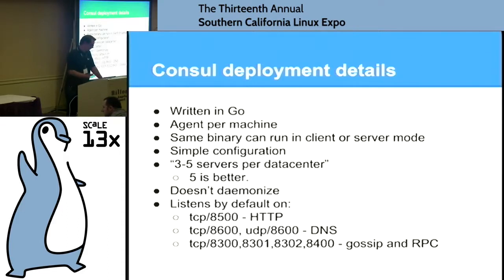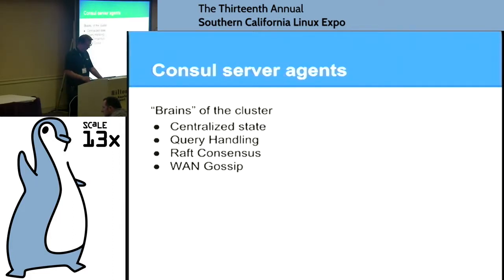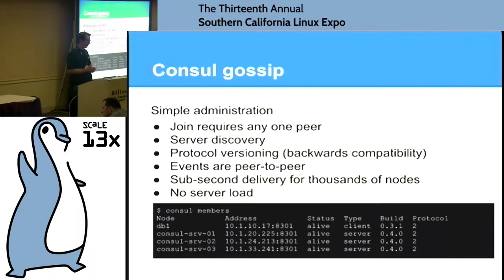And then it listens by default on several ports. The most important for our purposes being the client listening ports that you'd use, which provide HTTP and DNS services, which I'll demonstrate in a minute. But let's start at the server. Those are the brains. Those maintain state for the entire cluster. All of the queries for the service discovery functions, the configuration values, the key value store, all the queries wind up at the servers eventually, forwarded on from the clients. Like I mentioned, it uses the Raft consensus algorithm, and it does all the WAN communication.